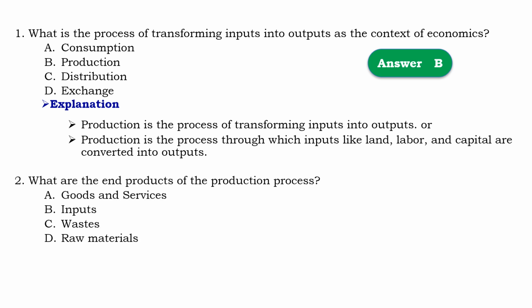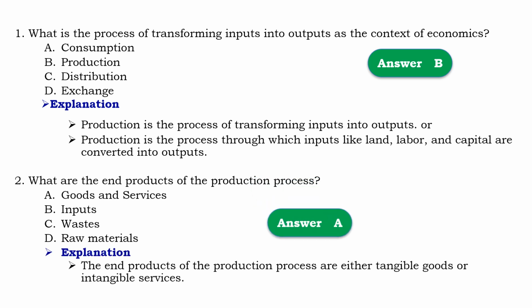Question number 2. What are the end products of the production process? So that should be A, goods and service. Means that the end products of the production process are either tangible goods or intangible services.